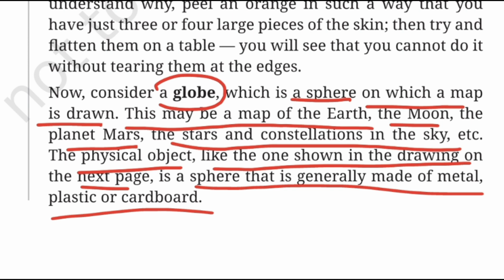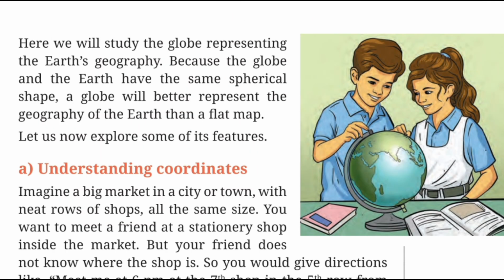Both are spherical, or somewhat spherical. Earth is not completely spherical, but you can take it as a spherical object. So we are representing the Earth using the globe. That is a summary. Here we will study the globe representing the Earth's geography.